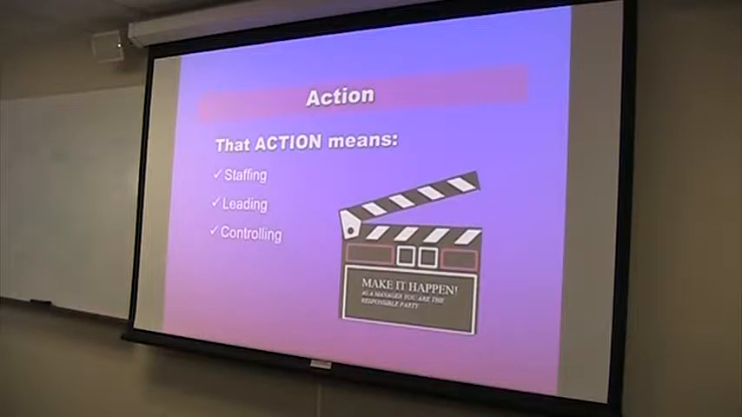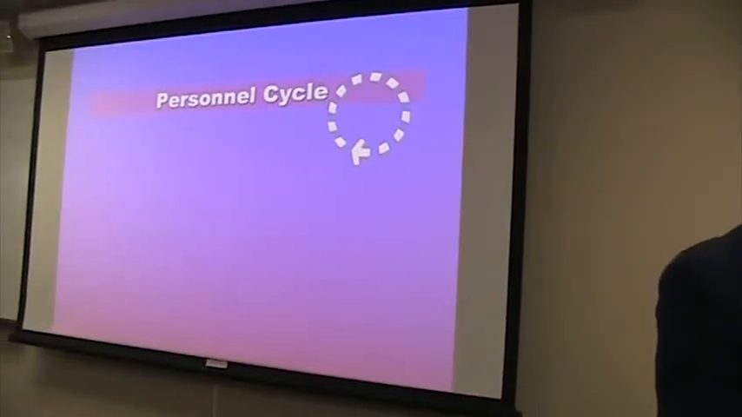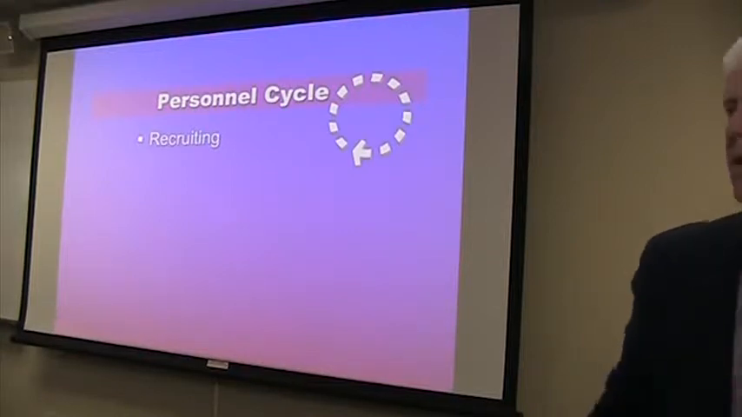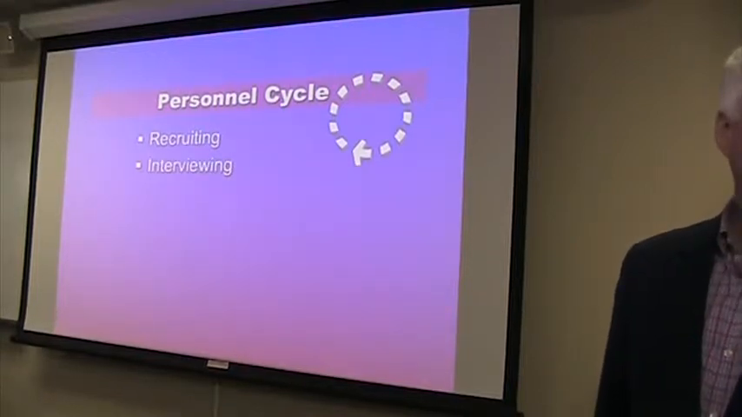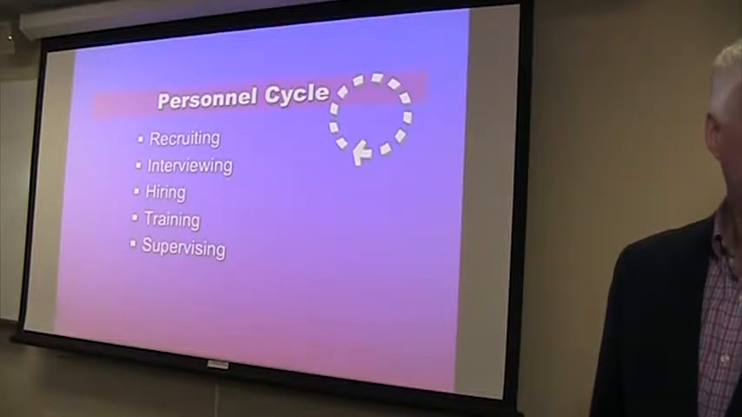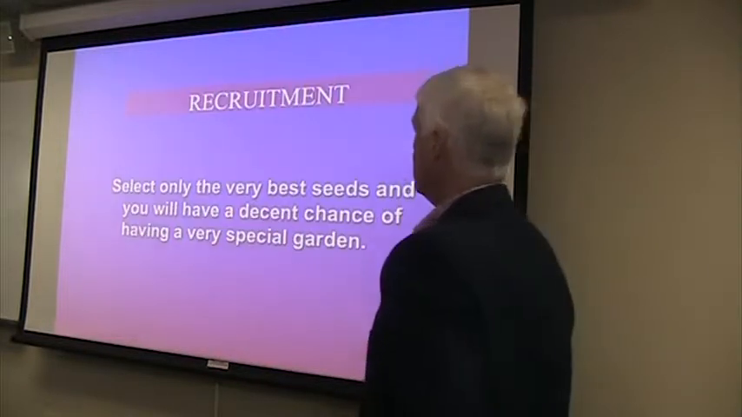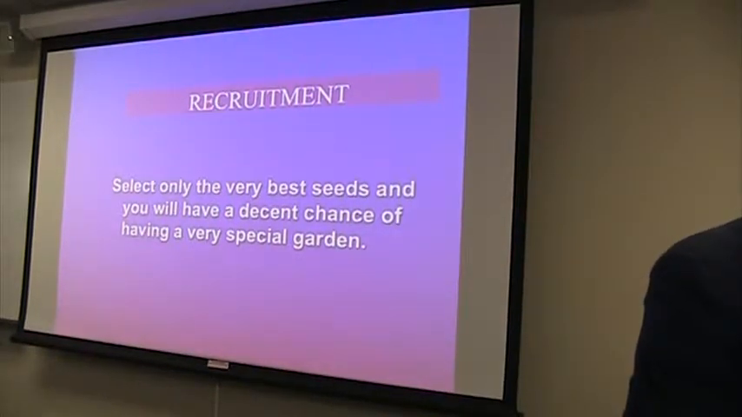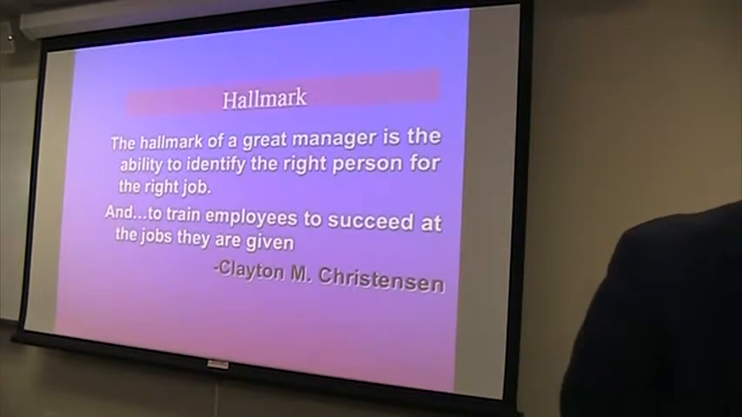Okay, it's not working. Let's go. There we go. So staffing is the first piece. Let's talk about the personnel cycle. And again, this is in the book. Computer's working slow.